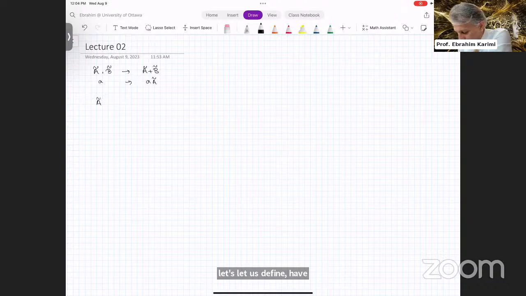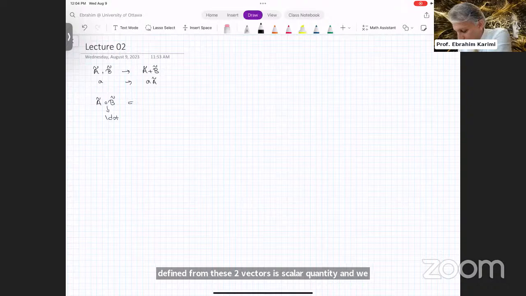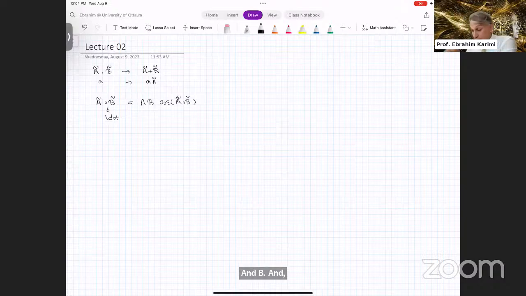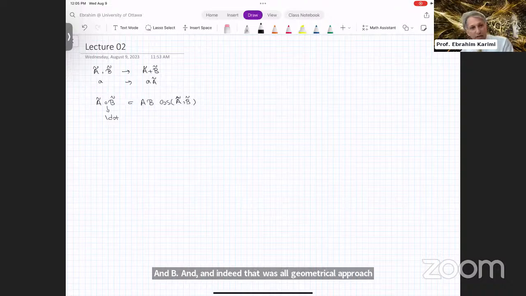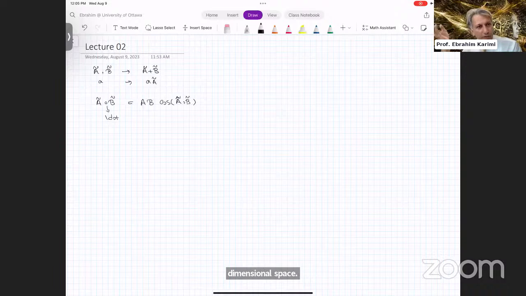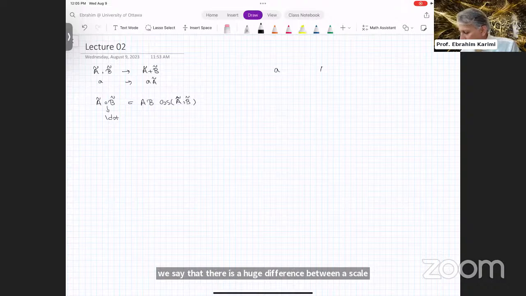Then we said, let us define from two vectors a scalar quantity, and we defined the dot product, which was given by A multiplied by B and the cosine of the angle between A and B. That was the geometrical approach. On the other side, in the algebraic approach in three-dimensional space, a vector can be determined with three components. And there is a huge difference between a scalar quantity and a vector.